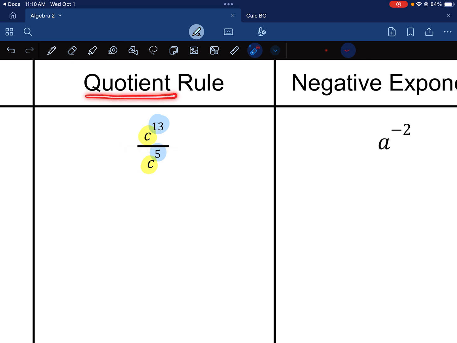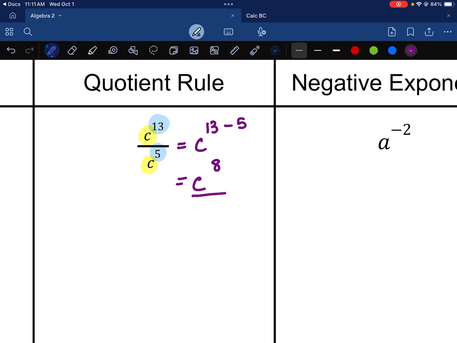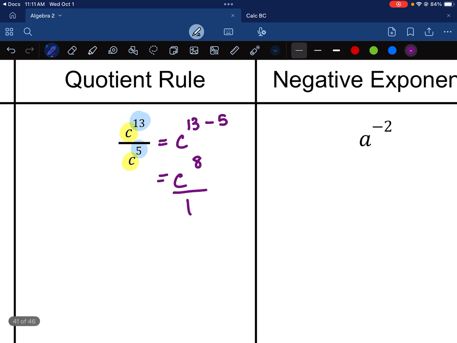So what the quotient rule says is that you can look at your exponents, and to simplify them, you can simply take the top exponent and subtract from the bottom exponent. So if I do 13 minus 5, let's see, that is 8. And that's it, you're all done. And then if you were to write this as a fraction, it'd be c to the 8 over 1. If the 13 was on the bottom and the 5 was on the top, then you would just put the answer on the bottom of the fraction.